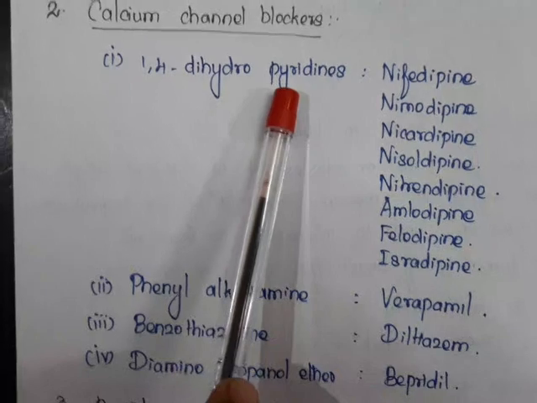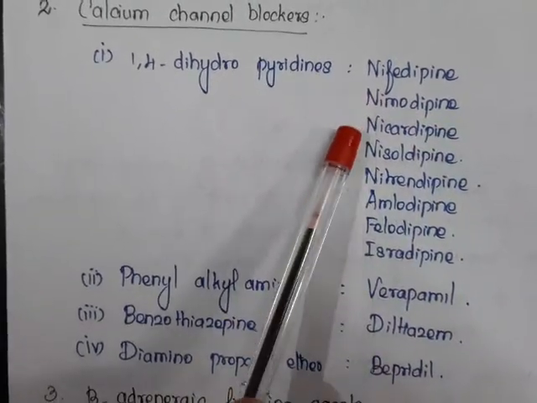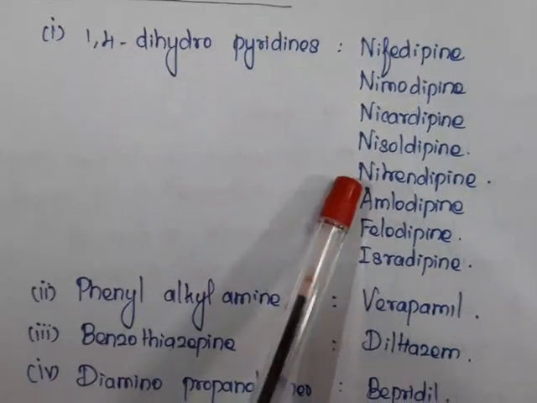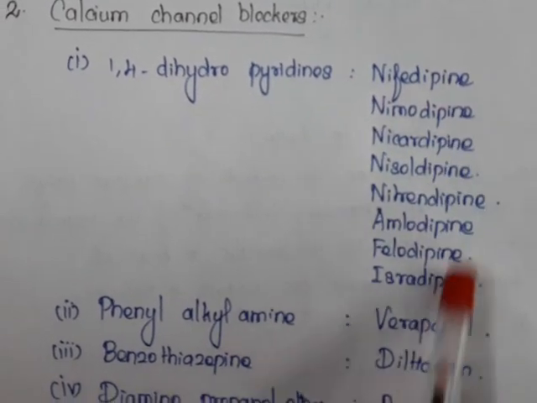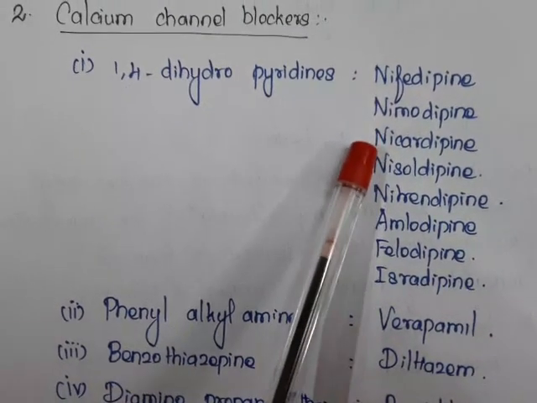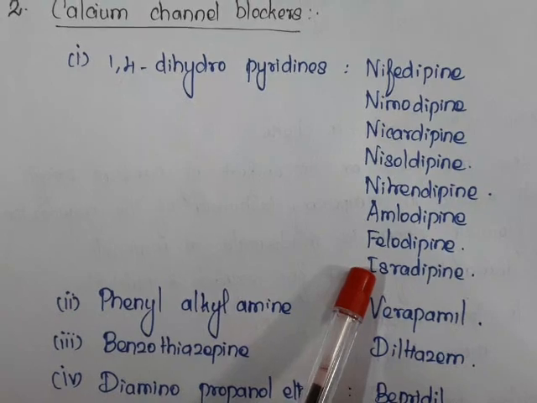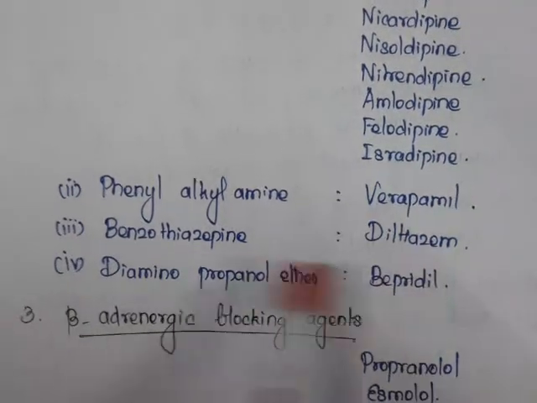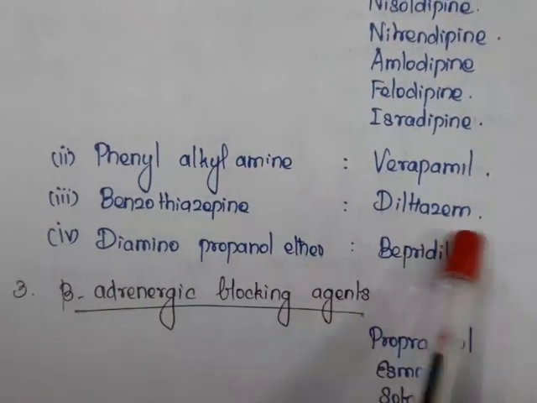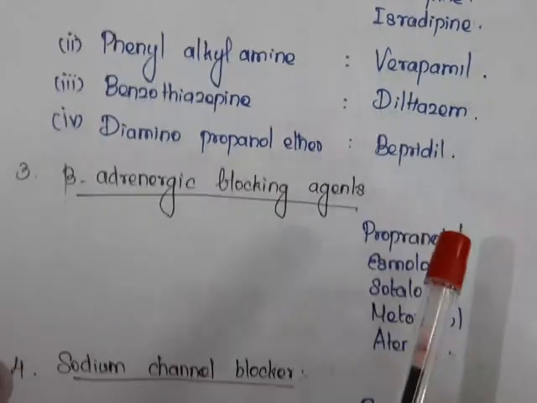Under 1,4-dihydropyridines, all the dipines come, all ending with dipine. So nifedipine, nimodipine, nicardipine, nisoldipine, nitrendipine, amlodipine, felodipine, isradipine. These all come under 1,4-dihydropyridines. Under phenylalkylamine, verapamil. Under benzothiazepine, diltiazem. Under diaminopropanol ether, bepridil.